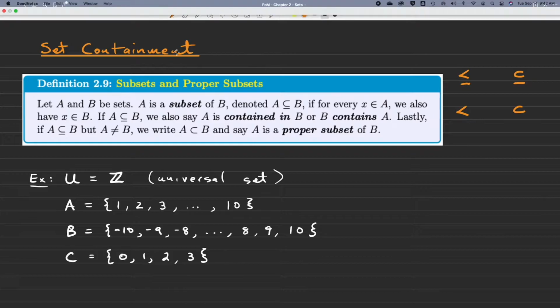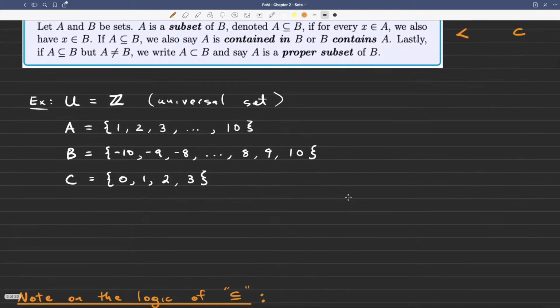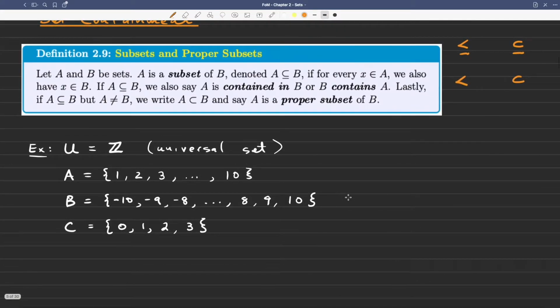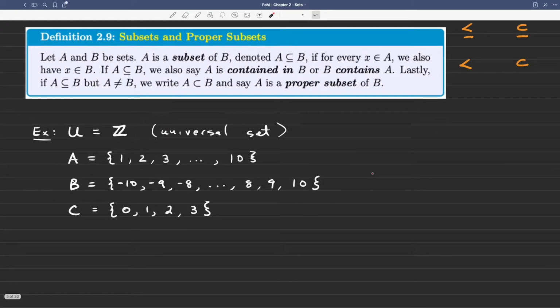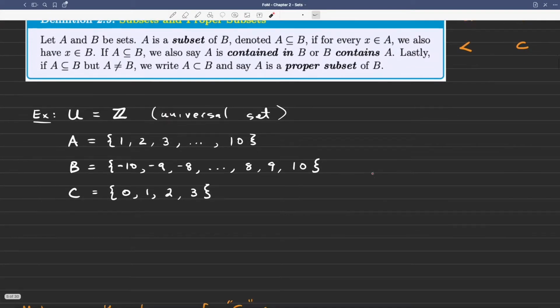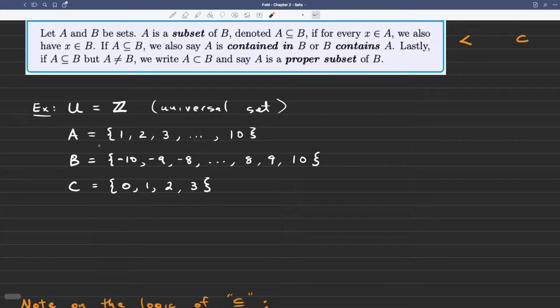Let's look at a quick example here, just sort of a toy example. One thing that is important when you're talking about sets is that you typically have to have in mind some sort of universal set. A universal set is just the set in which everything is taking place. If you want to restrict to the integers, you can do that, or you can have the real numbers be your universal set. The universal set can be whatever you want it to be, but you have to have something in mind like that. In this example, our universal set will be the integers. A is just the integers 1 through 10. B is the set of integers -10 up to 10. And C is just the integers 0, 1, 2, and 3.